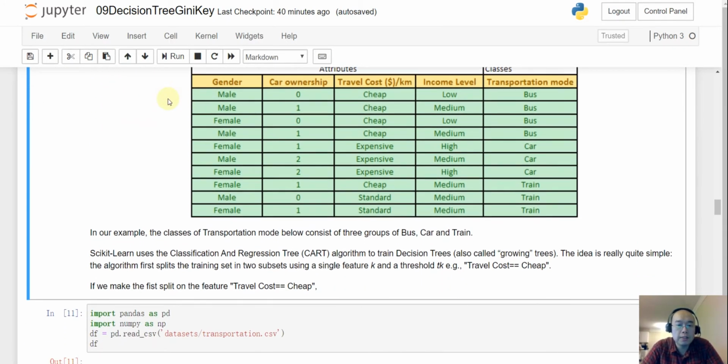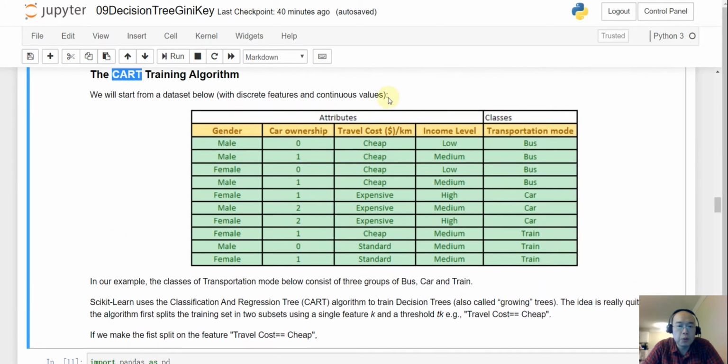To build a decision tree, for example, if we use this dataset, we have the gender, how many cars this person owns, the travel cost per kilometer, and the income level, and then this is the class we want to decide: how each person goes to work. They can go by bus, using their cars, or taking the train. Okay, so this is a very small and simple dataset.